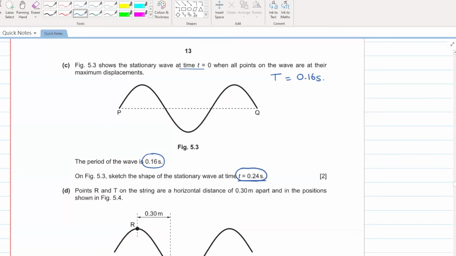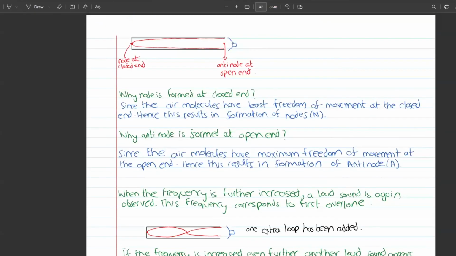Bhai, what will be the position of the stationary wave at a time of 0.24 seconds? Any ideas, geniuses? What will be the position of the stationary wave at 0.24 seconds? If you remember, the time period of a stationary wave was divided into four. Let me show you in the notes as well, one second, so that you guys can remember this. I hope all of you can see the notes.